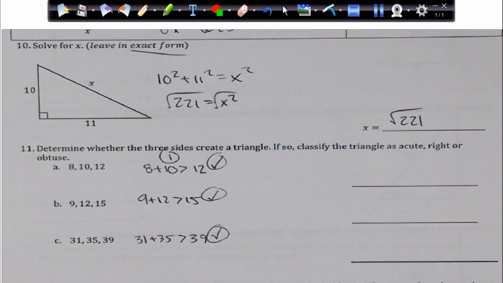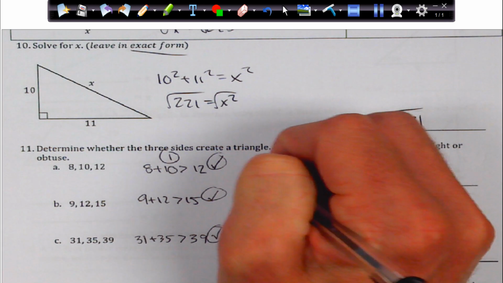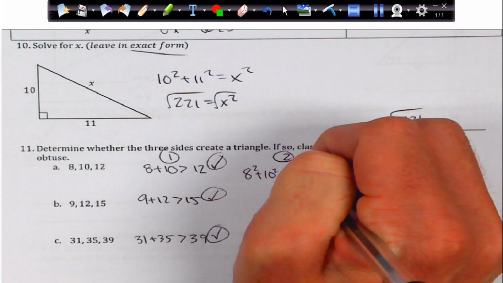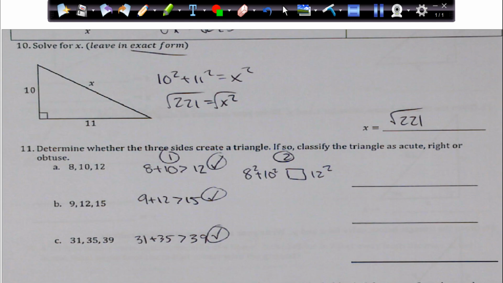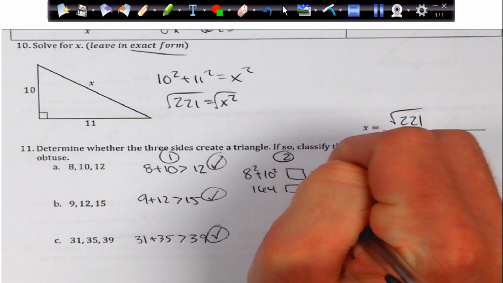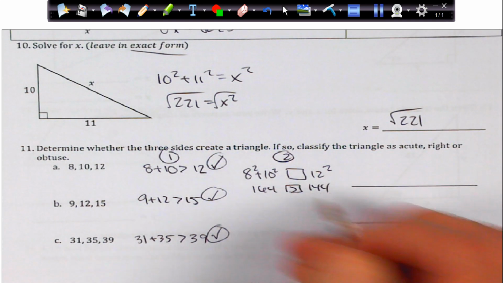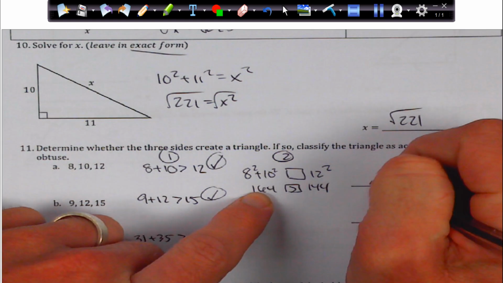Now we have to classify. So step 2, we classify, and we do the same thing, but this time we square them. And we say, what's its relationship to this guy? Okay, so this is going to be 8 squared plus 10 squared, which is going to give me 164. And what's the relationship to 144? Well, if the big guy wins the battle, it's obtuse. If the little guys win the battle, it's acute. If it's congruent, it's right. So here the little guys win the war, it's acute.